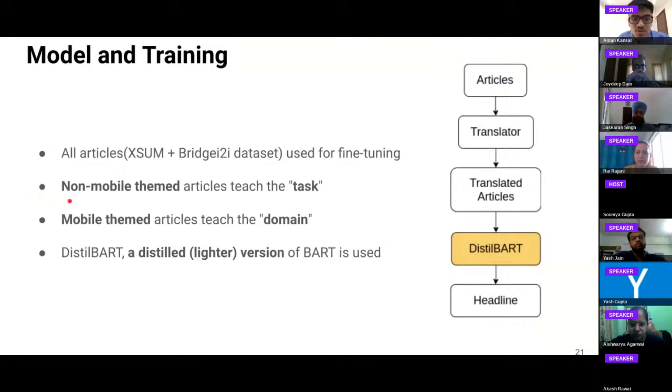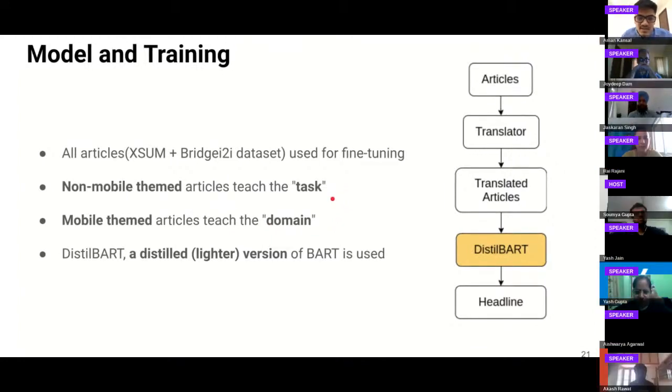So we found that using even non-mobile tech articles as training in this task improved our metrics as compared to using only the tech classified articles. And obviously there are those tech classified articles as well, and they do teach you how to output words corresponding to that particular domain. And as I said, we get better metrics using both these data sets and not just one of them.